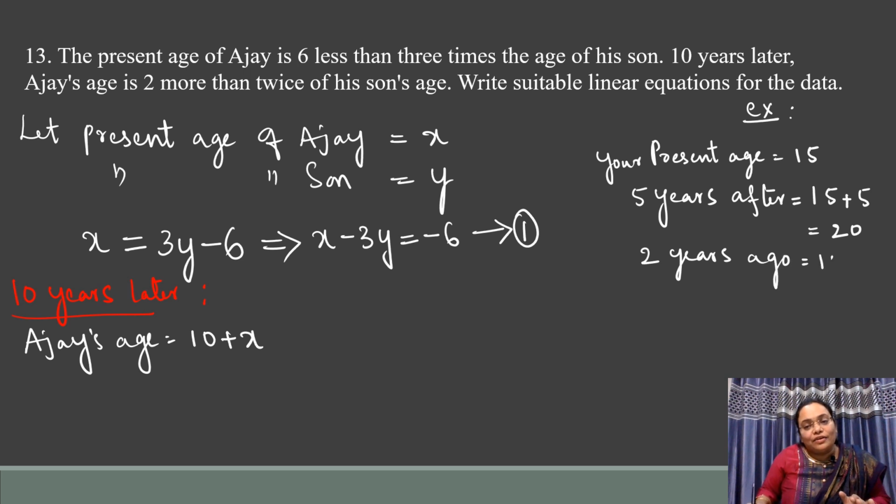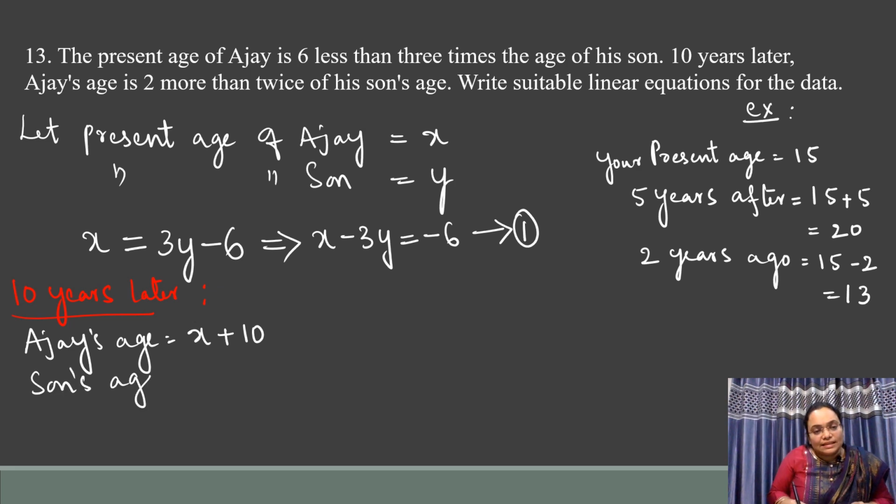You will take 15 minus 2, which is 13 years, right? So, present age minus 2 years ago, which is 13 years. Ajay's age will be Ajay's present age x plus 10 years, okay? Son's age will also be present age y plus 10 years, okay?